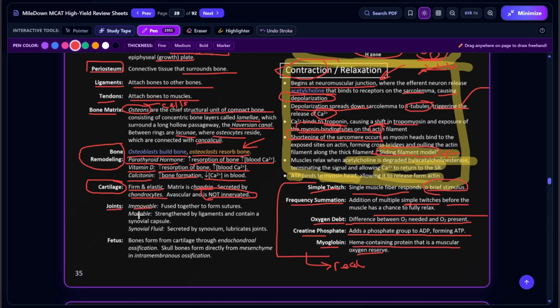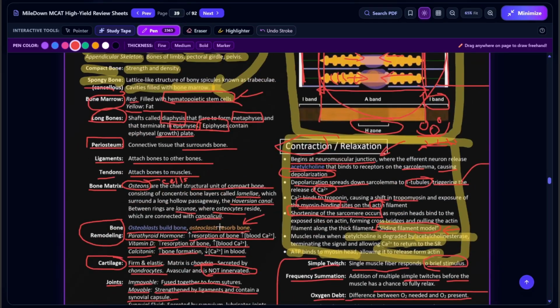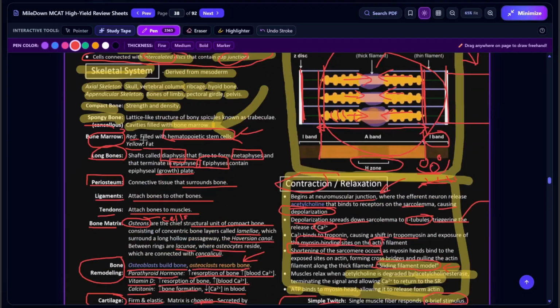Joints are immovable. Well, they can be. They're fused together to form sutures. They can be movable, strengthened by ligaments, and contain a synovial capsule. And then synovial fluid secreted by synovium lubricates the joints. And then for the fetus, bones form from cartilage through endochondral ossification. Skull bones form directly from mesenchyme in intramembranous ossification. So how about we quickly find a picture for everything and then go on to chapter 12.